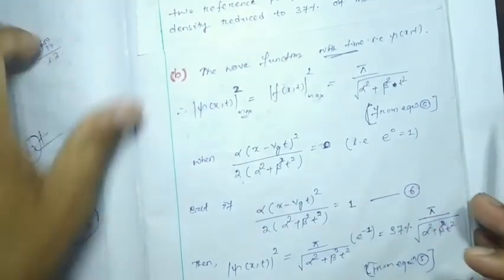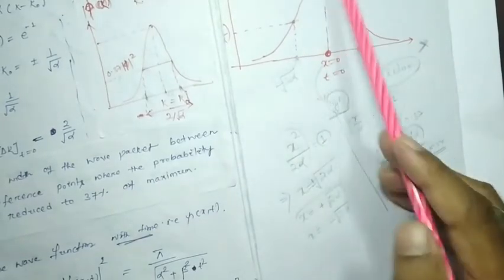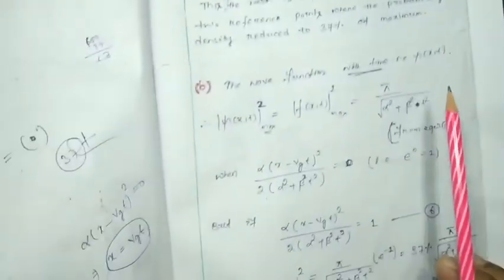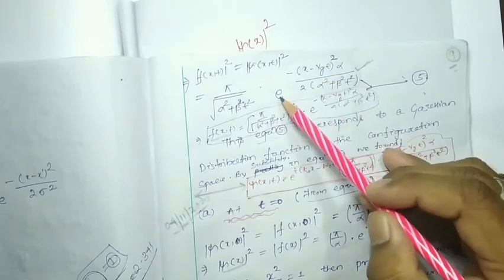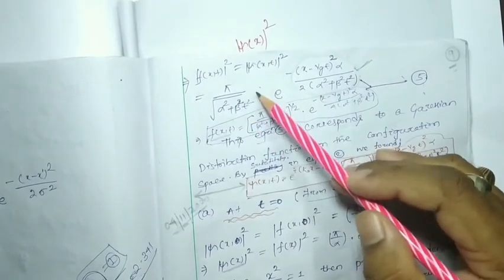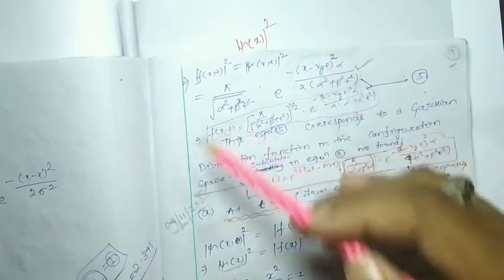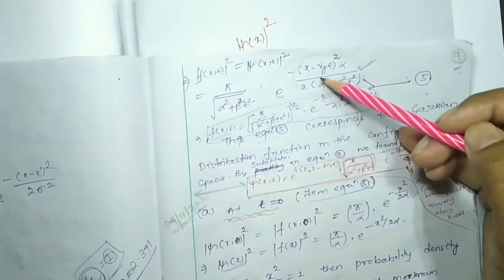That means we are trying to find out the reference point. What we discussed previously, that this point or this point are the so-called reference points where the probability density is reduced to 37%. So here also we are trying to find out the reference point by considering this much. If this much part will be 1, then it will be e to the power minus 1, or we can say it will be reduced to 37%.